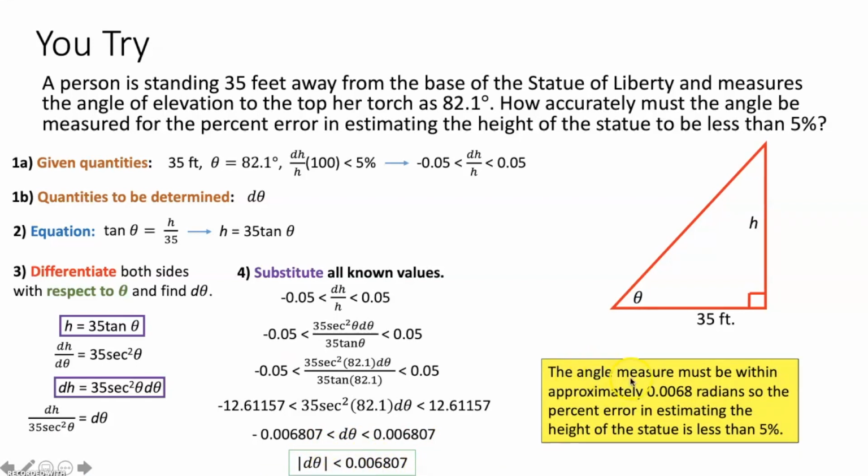Now, what does this mean? This means that the angle measure must be within approximately 0.0068 radians, so the percent error in estimating the height of the statue is less than 5%. Now, this is not a mistake. This is actually in radians. D theta ends up being in radians, despite this problem being in degrees. It's just one of the quirks of these error problems.